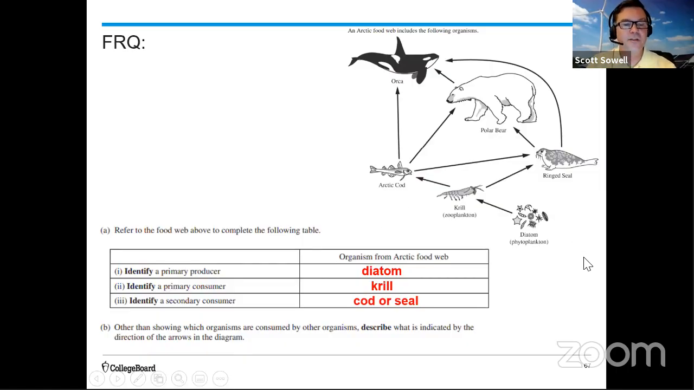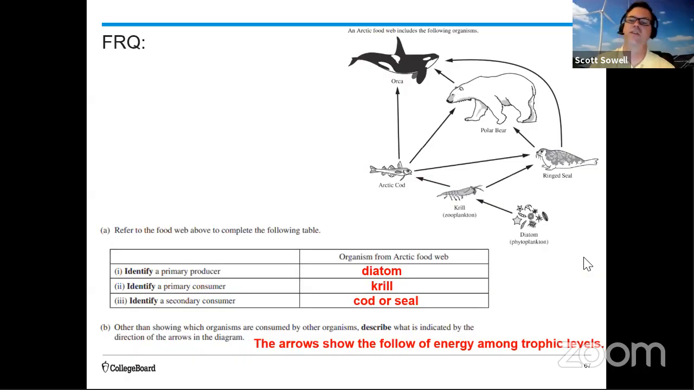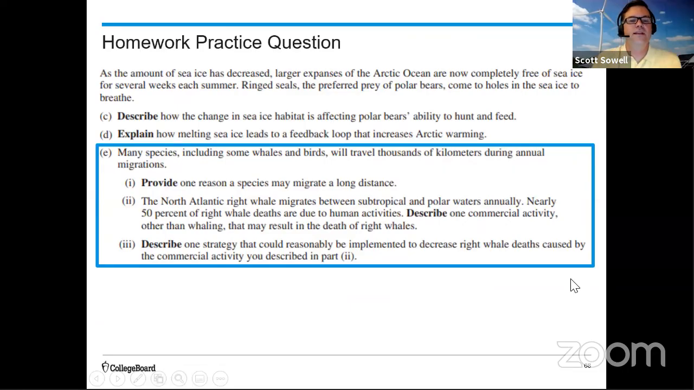B says, other than showing which organisms are consumed by other organisms, describe what is indicated by the direction of the arrows in the diagram. I've said it a few times today, but you should remember that those arrows show the flow of energy among trophic levels. It's showing the direction of energy flow from one organism to the next. So this is the part that I would like you to do for homework.